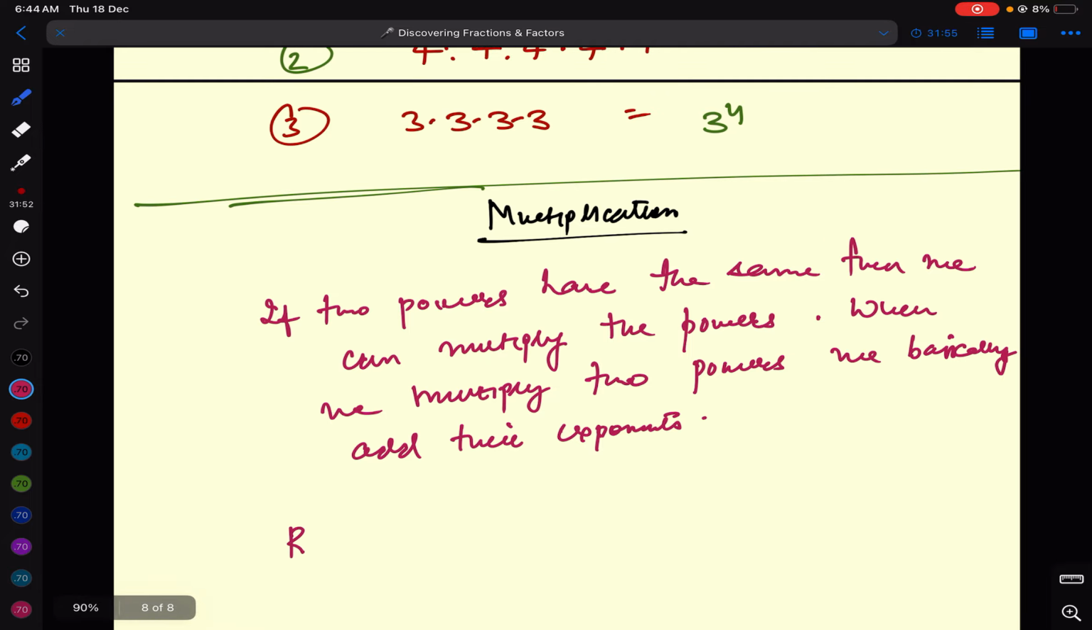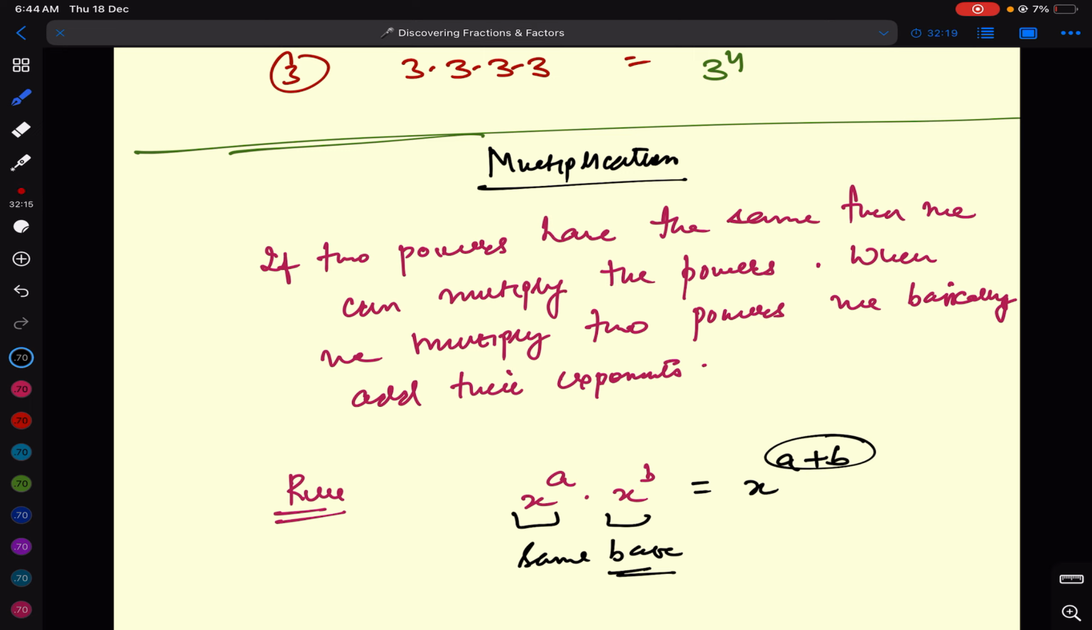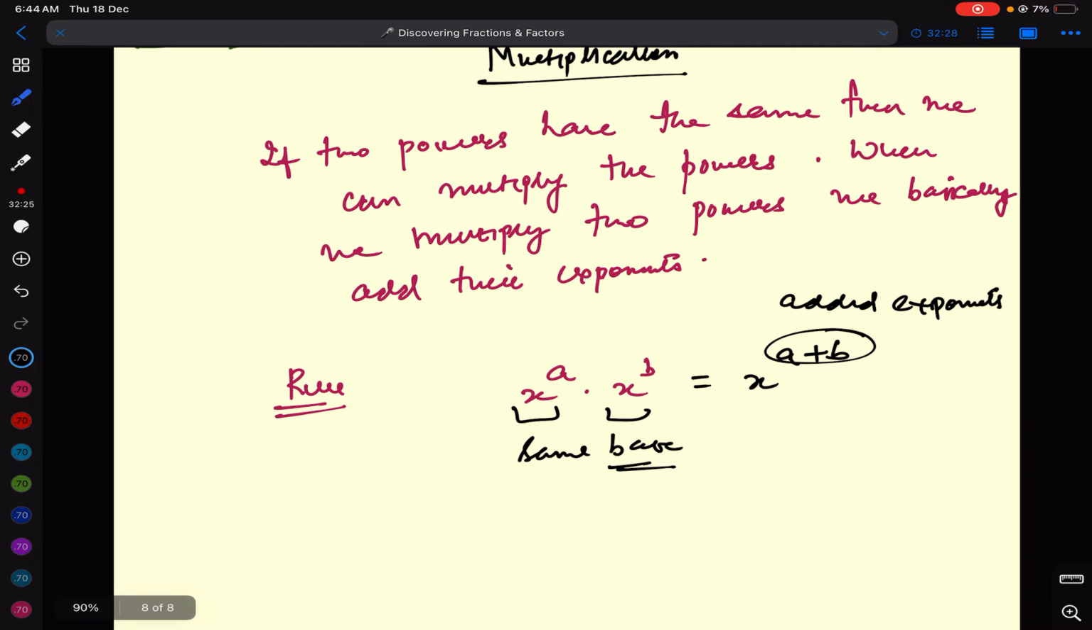So the rule here is, let's say you have one power as x to the a, another one as x to the b. Here I see clearly that I have the same base, right? So if the base is the same, we can obviously multiply the two powers. So x to the a multiplied with x to the b is going to give us x to the a plus b. I basically added the exponents, or you can say the powers. This is how we perform the multiplication of two powers.